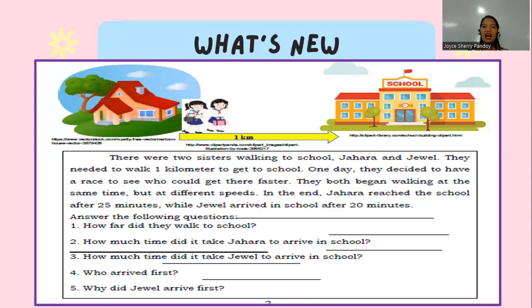Then si Jahara nabot sa school within 25 minutes while si Jewel arrived in school after 20 minutes. Now let us answer the questions. How far did they walk to school? Sa man kaalayon ang ilang lakunon gikan sa ilang balay padulong sa eskwelahan. Yes, sakto. It is 1 kilometer. No, their house is 1 kilometer away from the school.